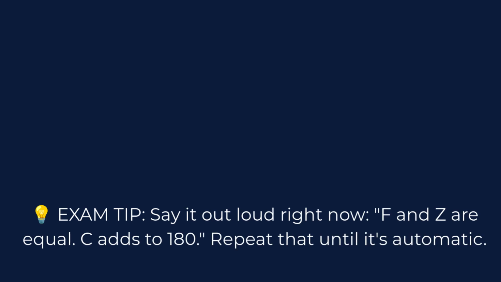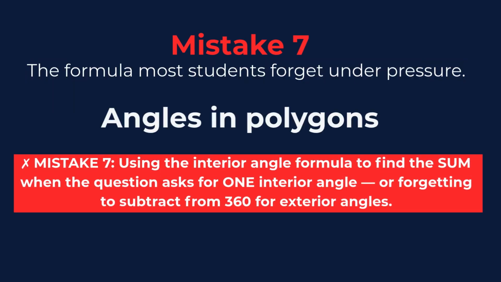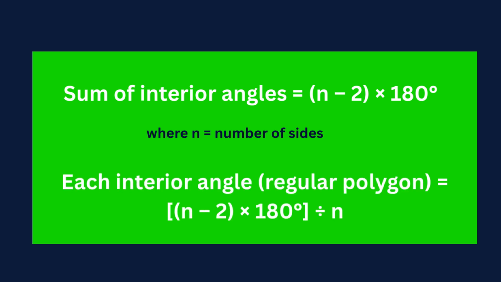Print this table, stick it on your wall. The difference between these 3 rules is the most commonly tested thing in IGCSE geometry. Rule 7. Angles in polygons. This is where students know there's a formula, but they either can't remember it or they apply it to the wrong thing. The formula for the sum of interior angles of any polygon is n minus 2 multiplied by 180, where n is the number of sides.